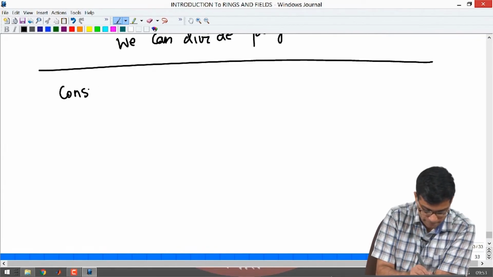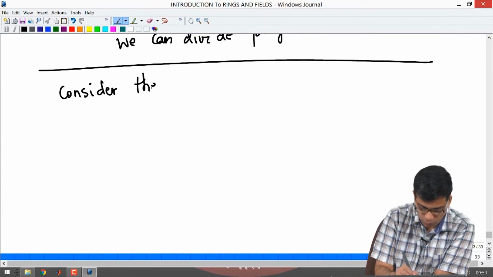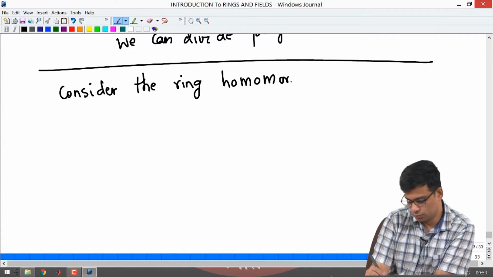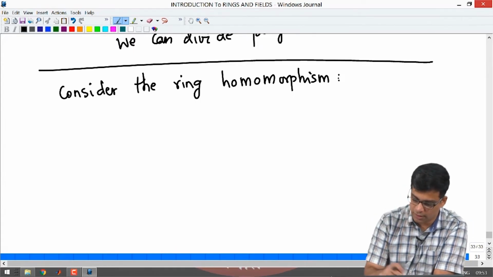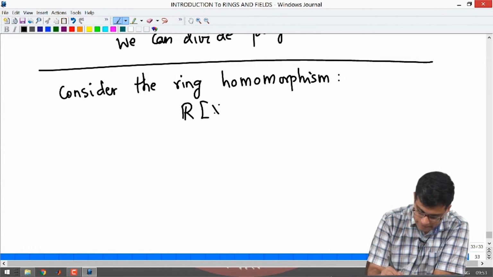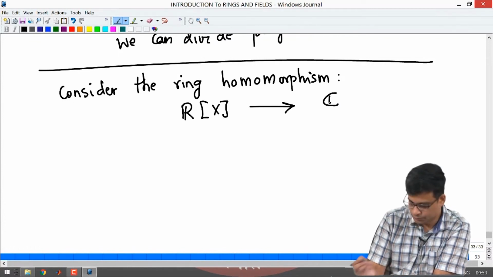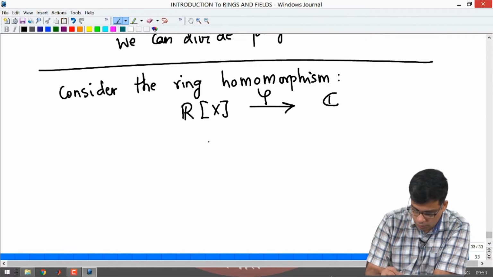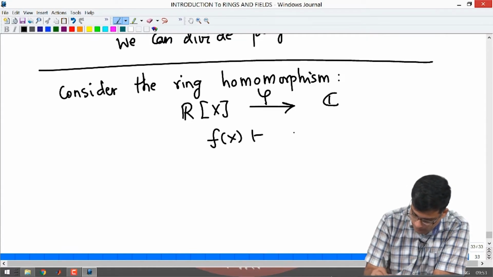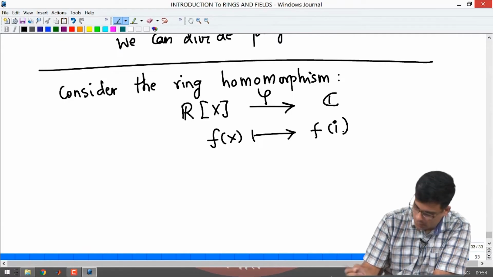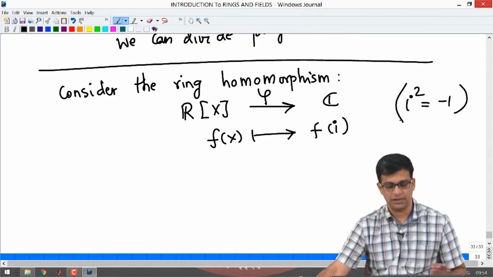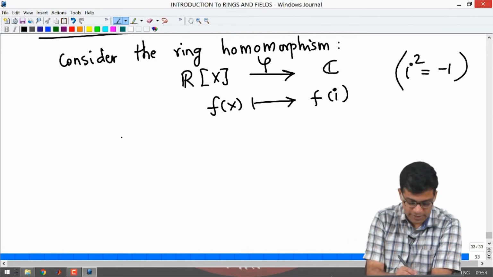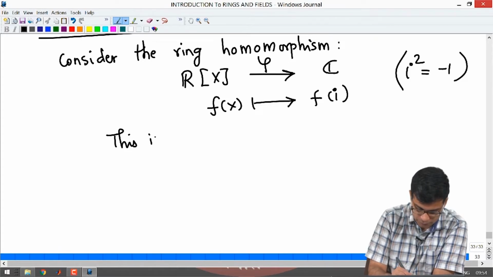So, consider the ring homomorphism. I am going to reprove the statement that we proved in a previous video. Consider the ring homomorphism from R[x] to C, which takes f(x) to f(i). So, i, as always, is a square root of -1, the imaginary number. So, what is this function? f(x) goes to f(i). This is a ring homomorphism, an easy check.